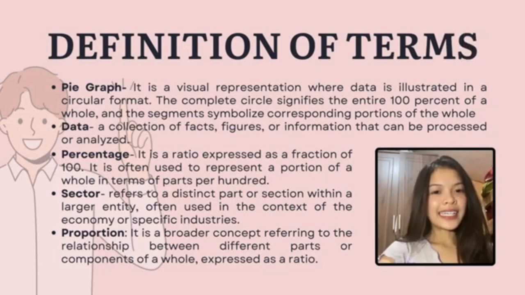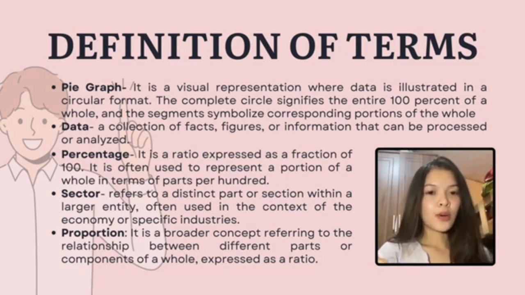Understand? Let's define some terms. Pie graph. It is a visual representation where data is illustrated in a circular format. A complete circle signifies the entire 100% of a whole, and each segment symbolizes the corresponding portion of the whole.